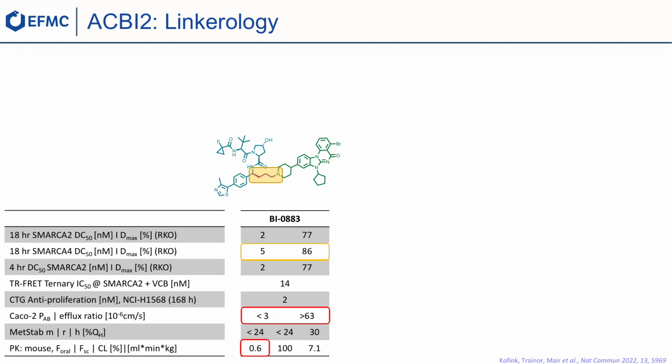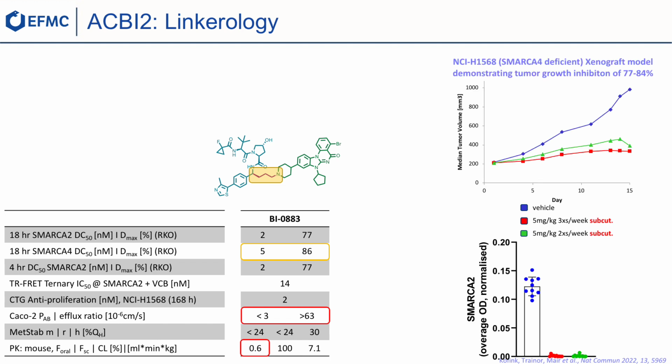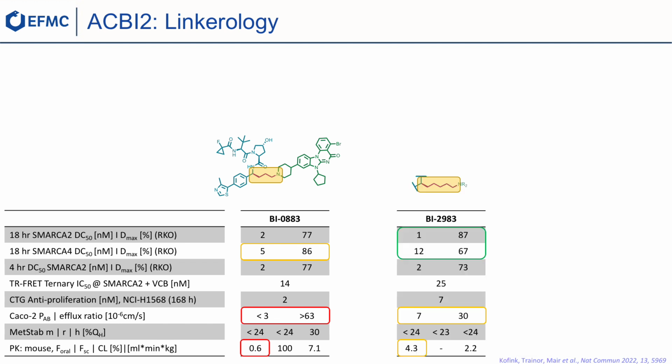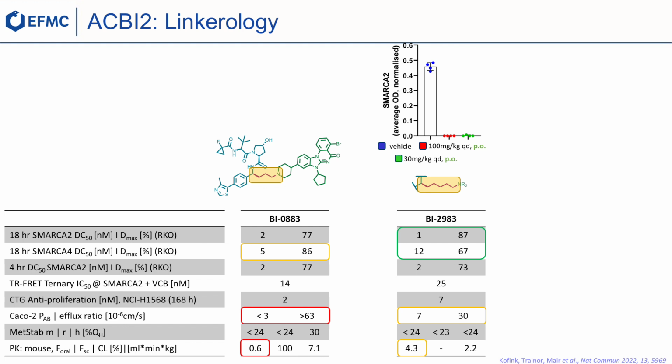BI-0883 was highly effluxed and also not orally bioavailable. However, it did show tumor growth inhibition when dosed subcutaneously, along with the complete removal of SMARCA levels at the end of the study. A move to longer all-carbon linkers improved SMARCA cellular degradation and reopened the selectivity window of SMARCA2 versus SMARCA4. While the compound was still moderately effluxed, this change also brought in the first signs of oral bioavailability. Identical SMARCA2 depletion levels were noted at the end of the study with mice xenograft bearing tumor cells, though this time dosed orally.